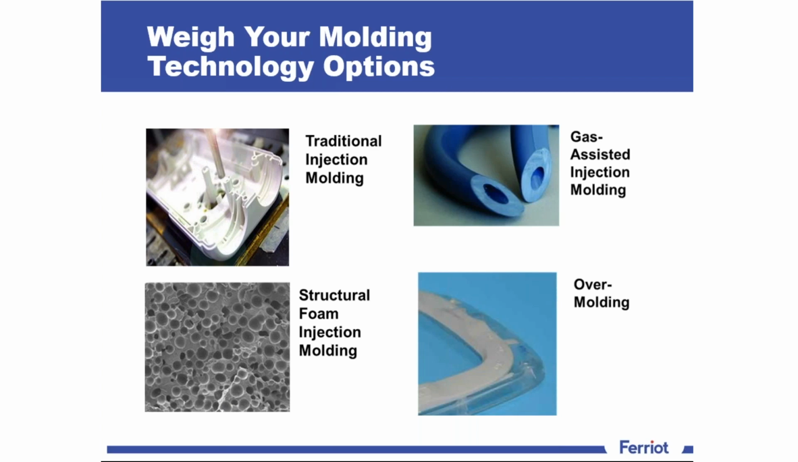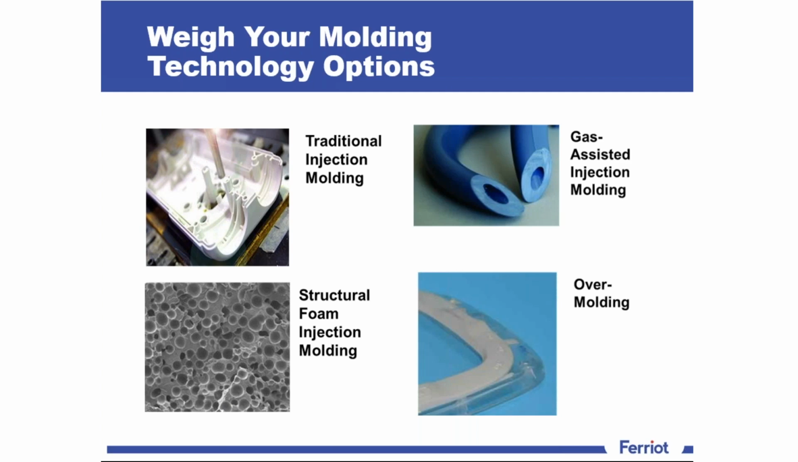Traditional injection molding is typically done in two stages. In the injection stage, melted thermoplastic is injected into the mold. In the packing stage, pressure is applied and the plastic is formed into the shape of the mold.